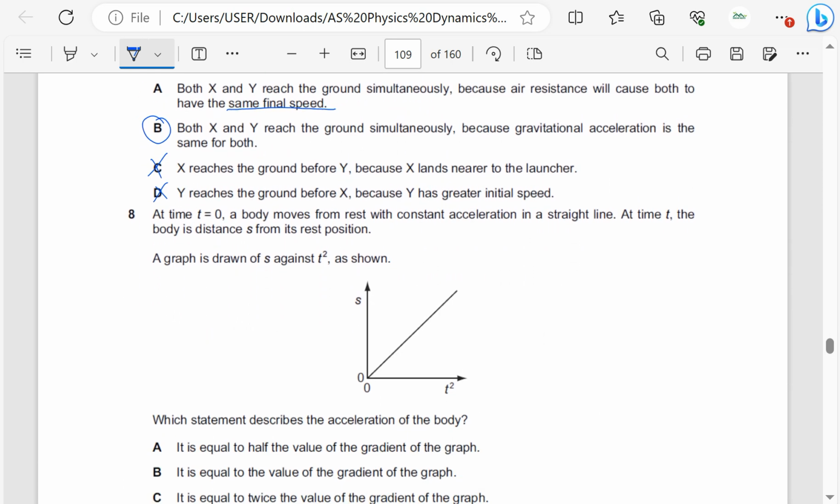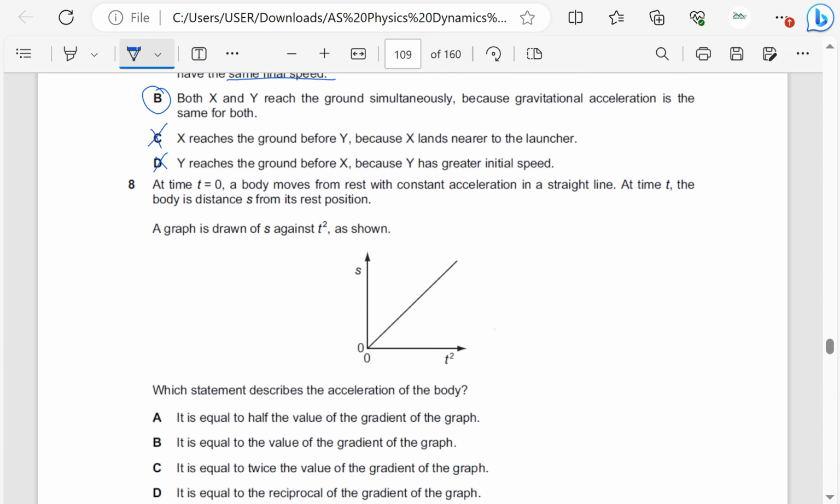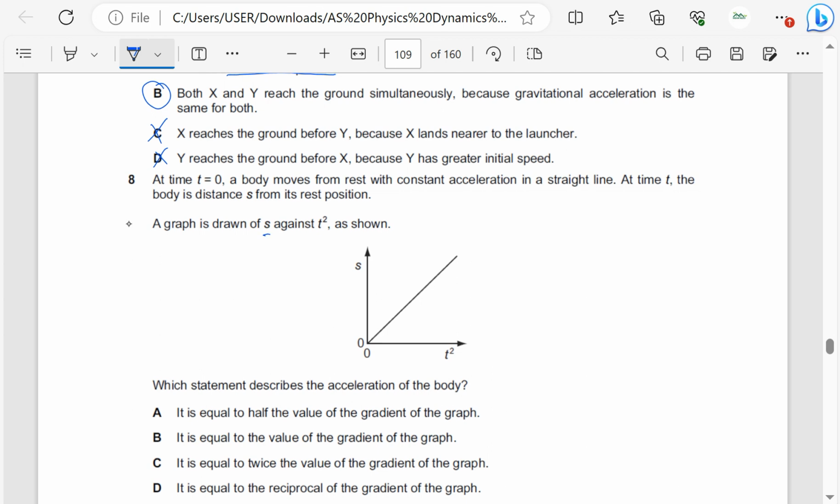At time t equals 0, a body moves from rest with a constant acceleration in a straight line. At time t, the body is distance s from its rest position. A graph is drawn of s against t squared, as shown. Which statement describes the acceleration of the body?